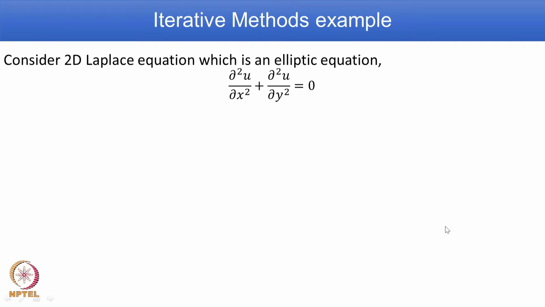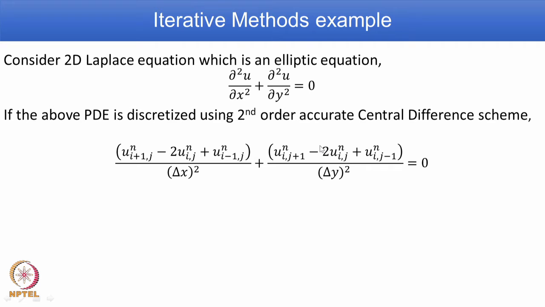We will explain different iterative procedures by taking one example problem, shown here as the 2D Laplace equation, del squared u by del x squared plus del squared u by del y squared equal to 0, and this is an elliptic equation. If that example equation is discretized using a second order accurate central difference scheme, then we get the finite differenced form of that equation, shown here.